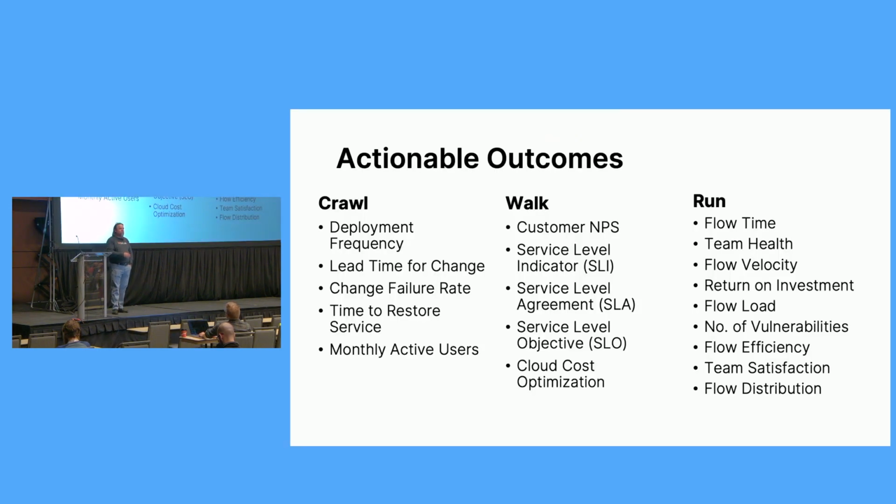So when we start thinking about the data and how we can look at these flow metrics, I talk to customers, I'm like, look, no matter what solution you're using, you're going to end up with data overload. You try to go down this process, you're going to have so much data, you're not going to know where to start. So there are actionable outcomes that you can actually create. If you want to crawl, you should have your deployment frequency, lead time for change, failure rates, time to restore service, and monthly active users.